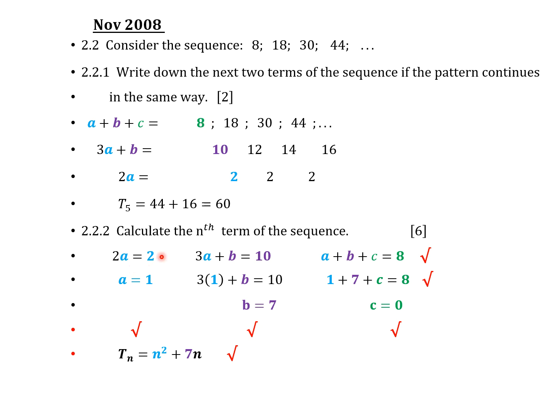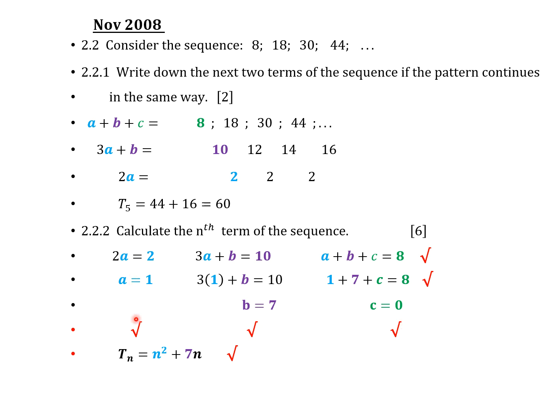Right, so 2a equals 2, so a equals 1. Then substitute a into the second equation. So 3 times 1 plus b equals 10. So 10 minus 3 would give me b equal to 7. Then we have a plus b plus c equals 8. So I have 1 plus 7 plus c equals 8. 1 plus 7 is 8, if I take it over, 8 minus 8 is 0.